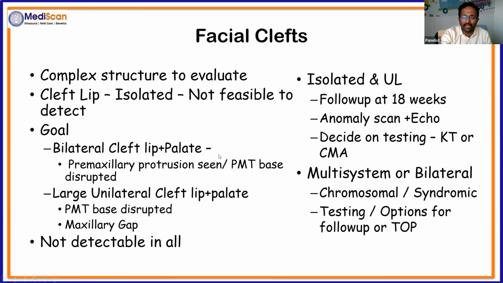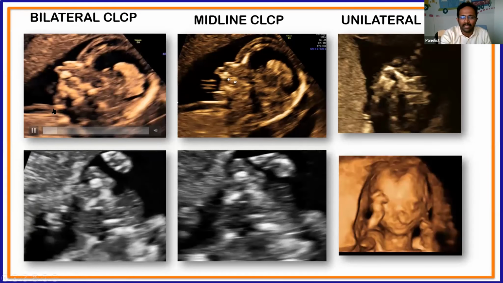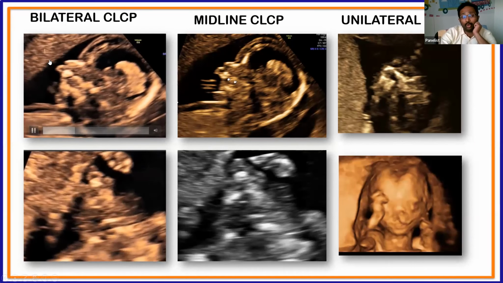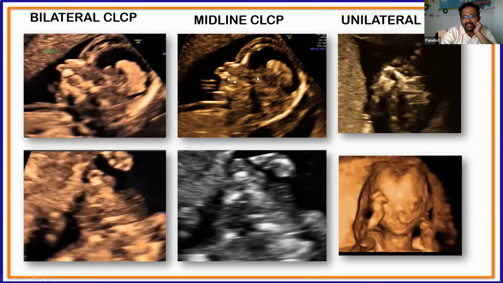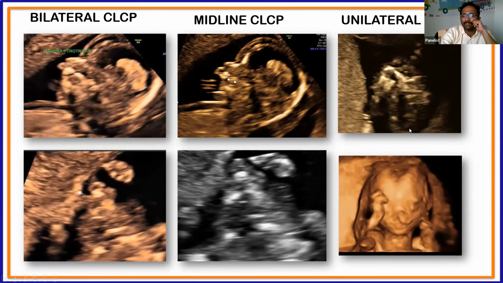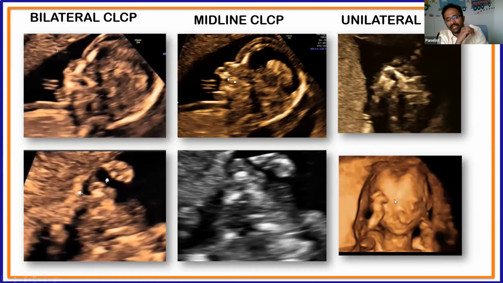This is an example of a baby having a bilateral cleft lip palate. The clinching clue to diagnose is a pre-maxillary protrusion, as you can see here. This is a baby having a midline facial cleft, a gap seen in the pre-maxillary triangle, and this is a baby having a unilateral facial cleft, and you can see the facial cleft on this 3-dimensional rendering image again.